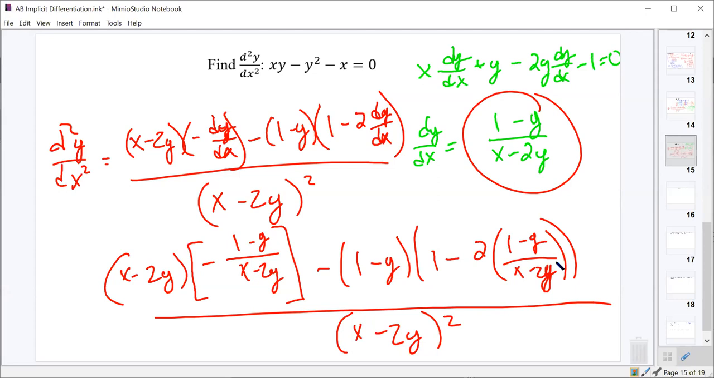Right, so I will not ask you specifically to simplify this. That is perfectly fine. Now, if this was a multiple choice question, it's possible that they might have it written in a different form where they actually did give everything a common denominator. So you would multiply this 1 by x minus 2y over x minus 2y, and then you could drop the x minus 2y's into the denominators if you wanted to. But I doubt they will ask you to do that.